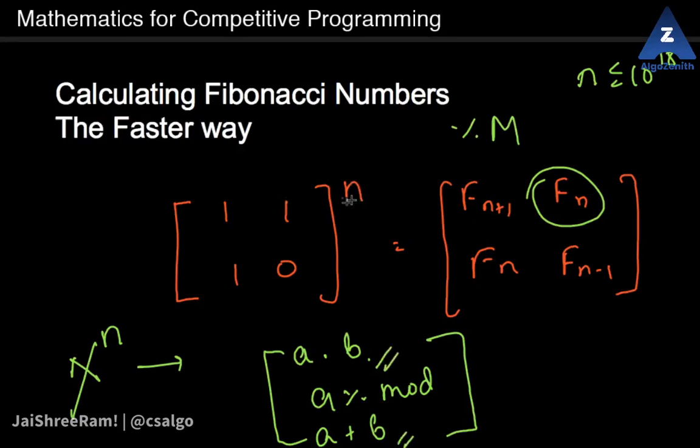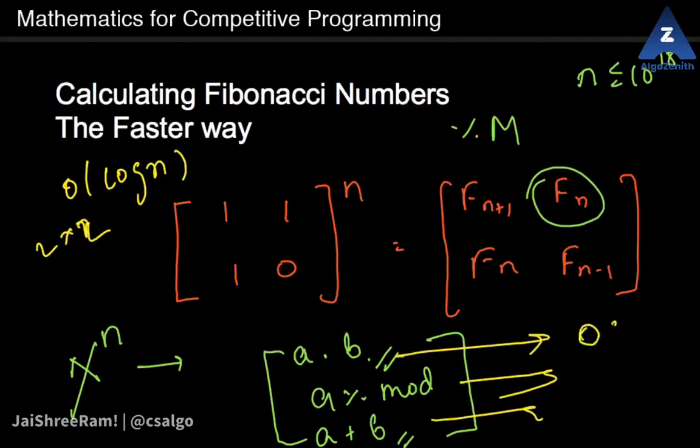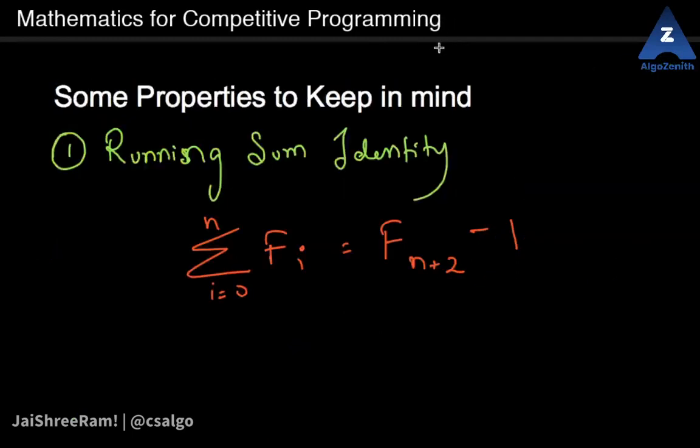So we can find any nth Fibonacci number in order log n, because this will take us order log n. Why? Because this is a 2 by 2 matrix, so all the operations here are order 1, as there are maybe 4 or 8 operations to be done in these cases. We know that binary exponentiation takes log n steps, and hence the complexity for this would be order log n.